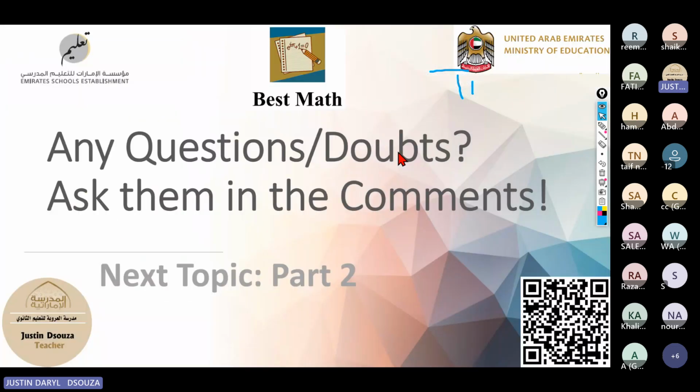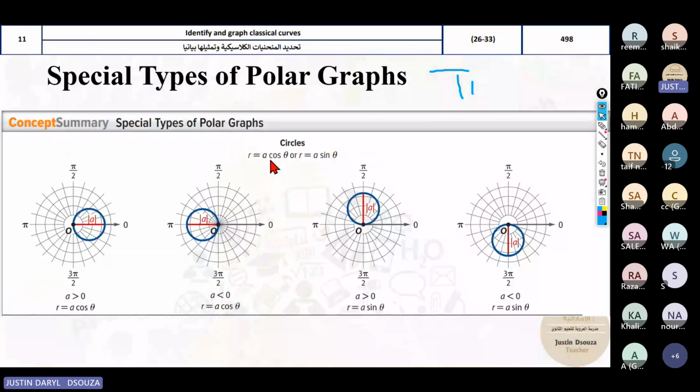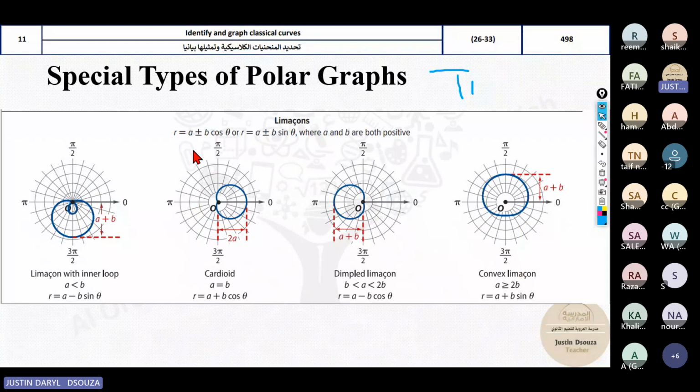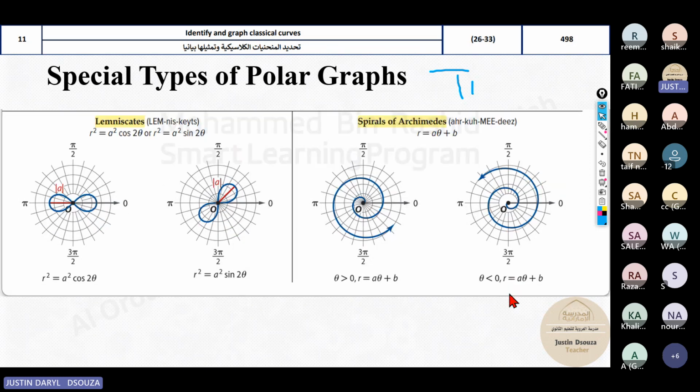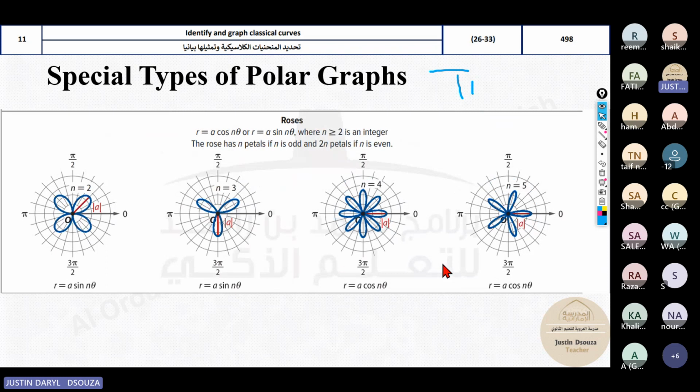Now, whereas the other forms, if it's a circle, it's a cos theta and a sine theta. Cos theta will be along the x-axis, sine theta will be along the y-axis. And limaçon, the pronunciation, it's a French word, I guess, will be in this form: a plus or minus b cos theta or sine theta. Whereas if a and b are equal, it'll be a cardioid. And otherwise, there are different forms based on these conditions. So remember those. You need to remember these.